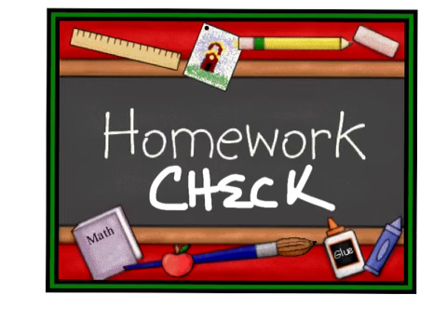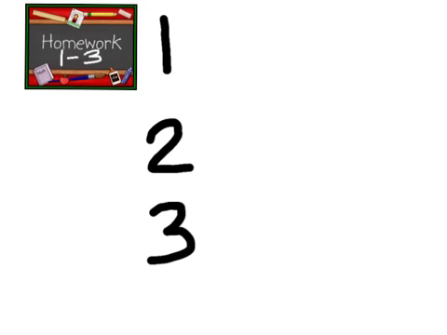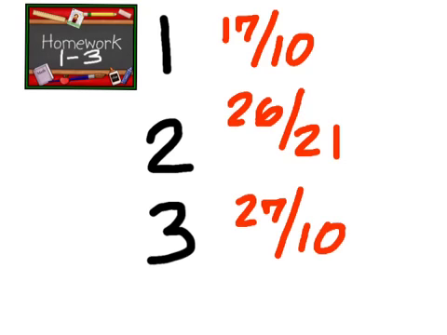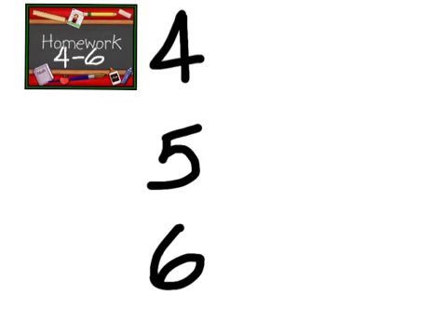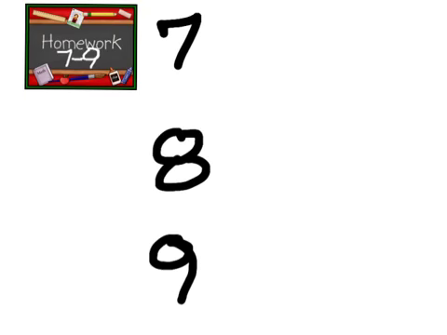Homework today goes straight into progress book, so I'm going to check it from the back. Answers to 1, 2, and 3 are 17 over 10, 26 over 21, and 27 over 10. Answers to 4, 5, and 6 are 11 over 8, 67 over 45, and 17 over 6.